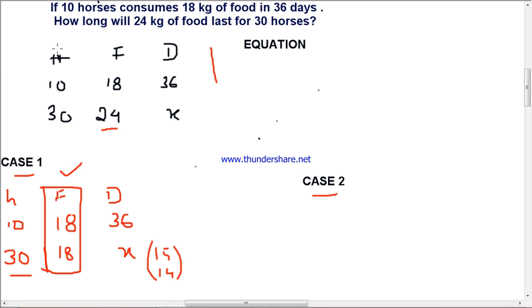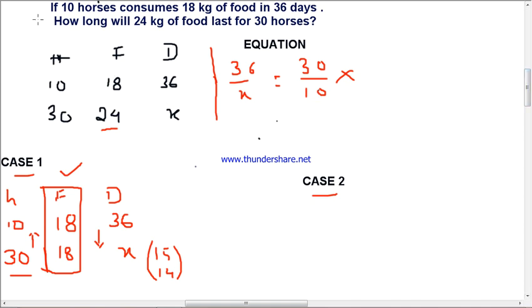Now you have to identify what kind of variation this is. 10 is increasing to 30, so you give an arrow indicating upwards. Then 36 is going downwards to 15. It's decreasing. So I think it's an inverse variation in case 1. So on the equation side you write 36 as it is, divided by x, on the left hand side. On the right hand side, you just identified that horses in case 1 is inverse variation, so 10 by 30 you write as 30 divided by 10. If it's inverse, you reciprocate in the case of 3 variables.